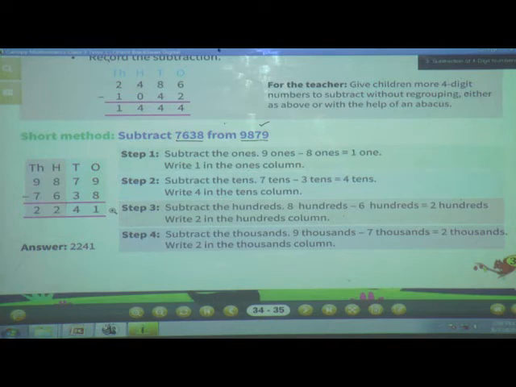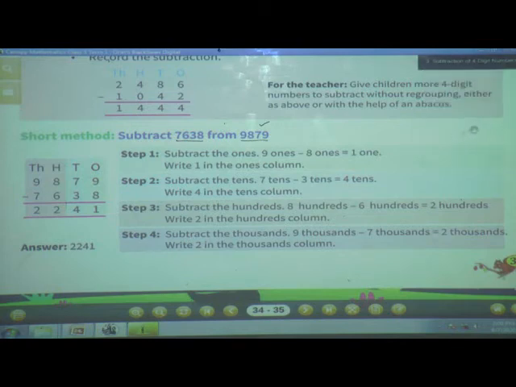So 9,879 minus 7,638. What will be the answer? The answer is 2,241. So in this way we can subtract 4-digit numbers. We can do the subtraction of 4-digit numbers.